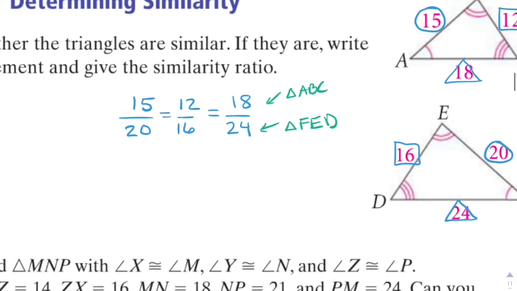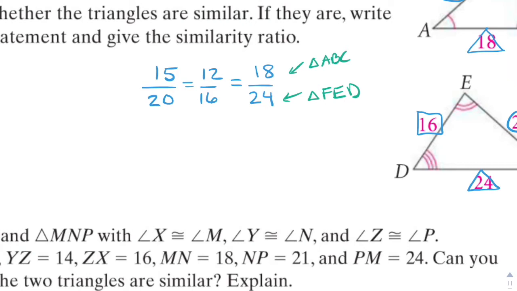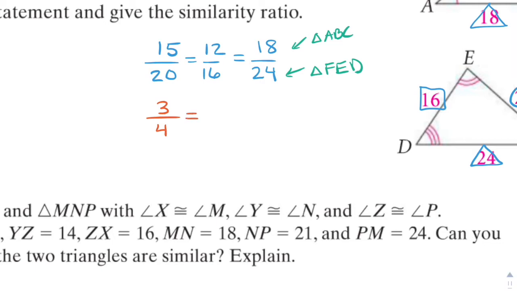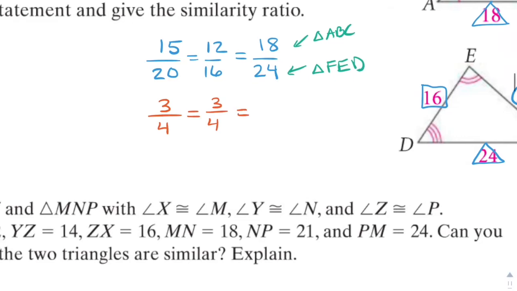All right, let's see. 15 over 20 will simplify to be 3 over 4. 5, 10, 15, 20. 12 over 16 is 4, 8, 12, 16. That simplifies to be 3 over 4. 18 over 24, 6, 12, 18, 24. So if I divide these respectively, we get 3/4 equals 3/4 equals 3/4.